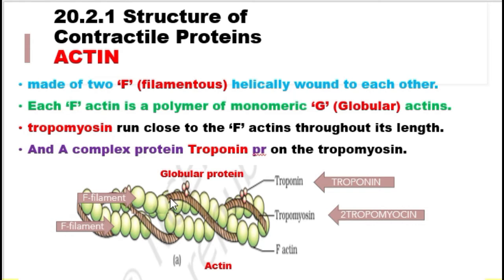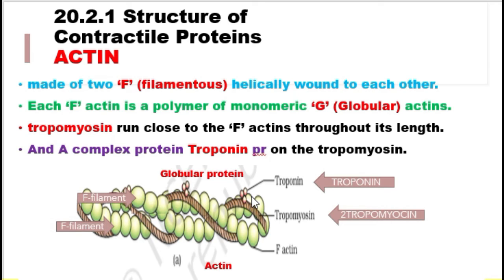Then next, one line like a rope, the brown colored one, we call it tropomyosin. They run very close to the F actin throughout its length. In this tropomyosin, another complex protein called troponin is present. This troponin masks the site of myosin attachment.